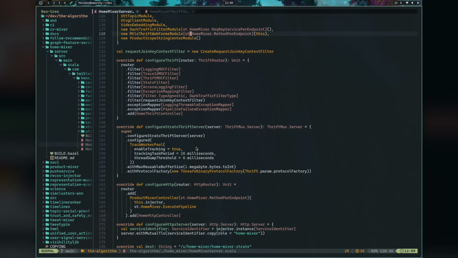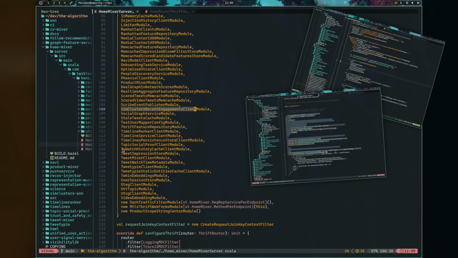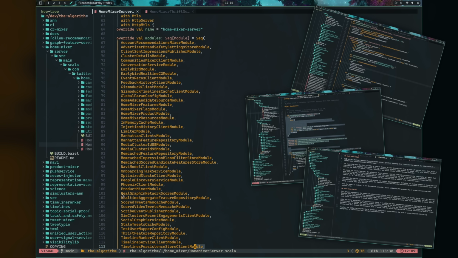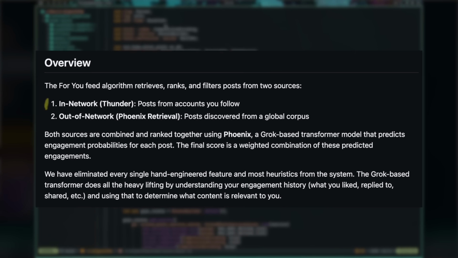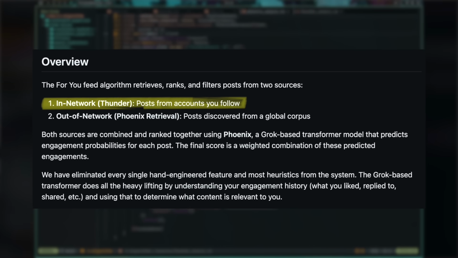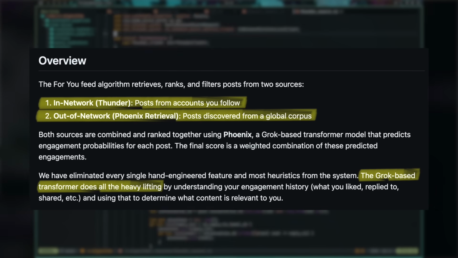Now back to Home Mixer real quick. In the old algorithm, Home Mixer orchestrated the dozens of services, calling Sim Clusters for community data, TweetCred for reputation scores, RealGraph for relationship strength, then combining all of those signals with the hand-tuned weights. That was the algorithm. Now Home Mixer just fetches candidates from Thunder in network and Phoenix retrieval out of network, then feeds it to the Grok transformer in Phoenix to score.